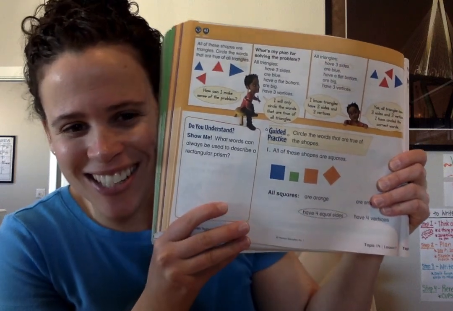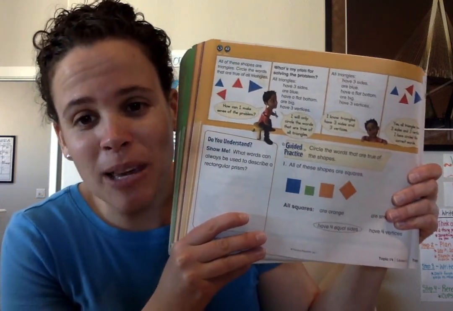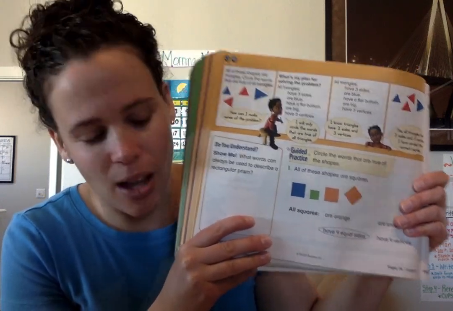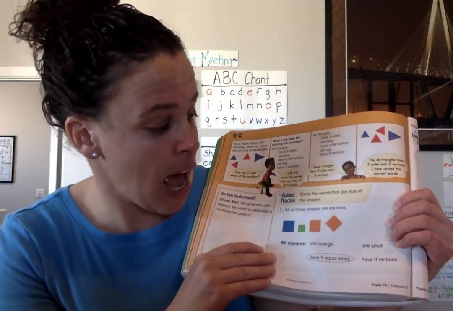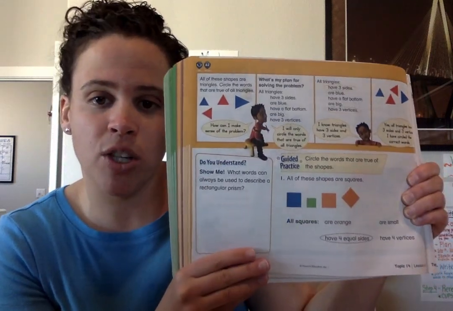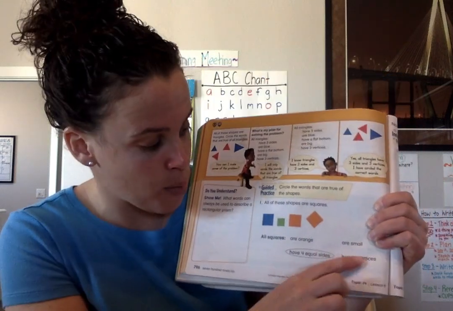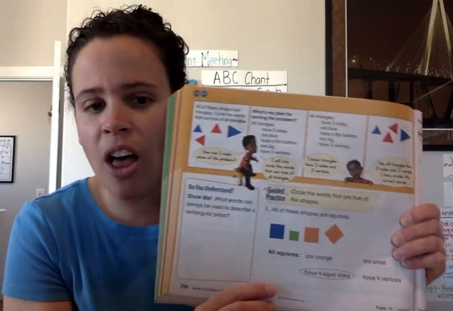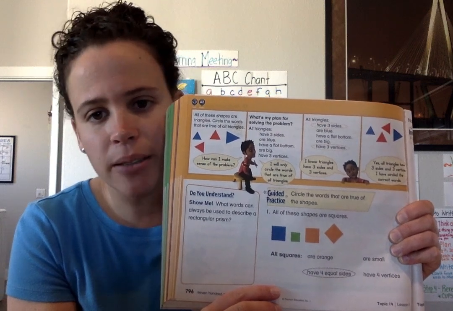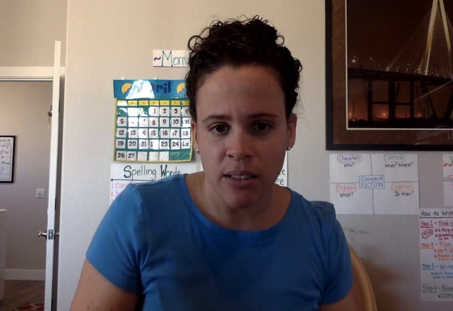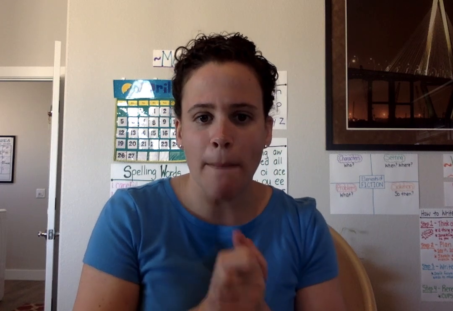Back to squares. So do all squares have to be orange? No, we talked about that. Do they have to have 4 vertices where 2 edges meet, the corners? Yes, that is very important, so we would circle that. And do they all have to be small? No. Okay, so we talked a lot about defining and non-defining attributes. What makes a square a square?